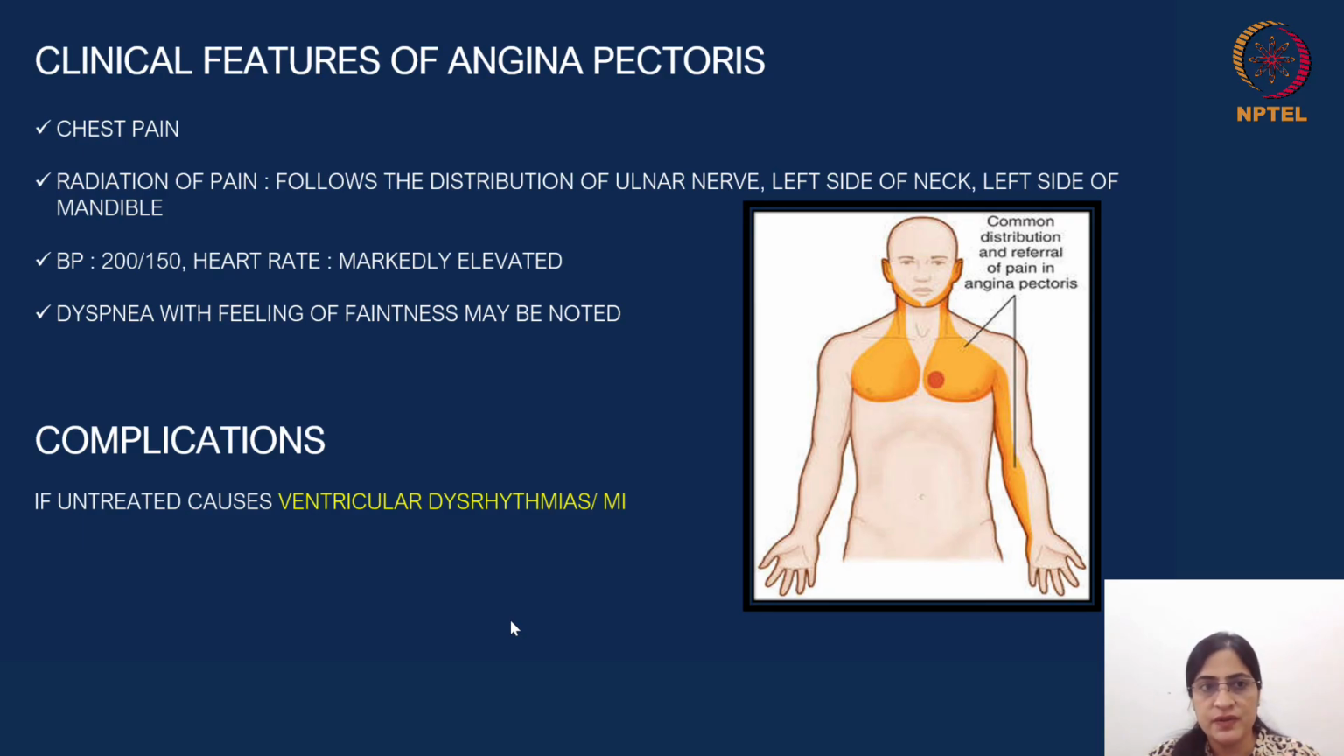Check for the radiation of the pain, which will be along the distribution of the ulnar nerve, the left side of the neck, and the left side of the mandible. The BP would be shooting to 200 by 150 millimeters of mercury. There could be a tachycardia. The patient might be dyspneic with the feeling of faintness also. So syncope also could be present. So if it goes untreated, it can cause ventricular dysrhythmias or myocardial infarction.